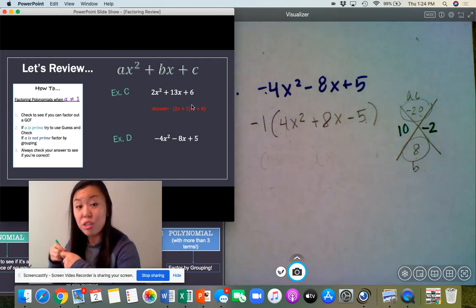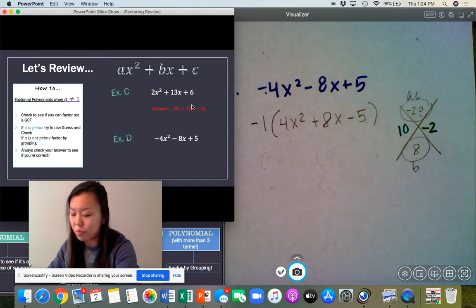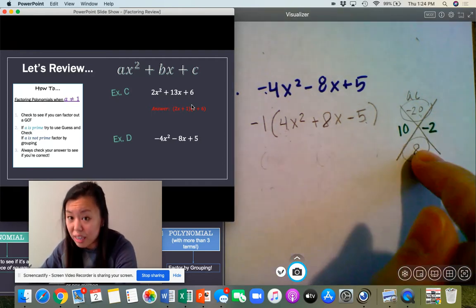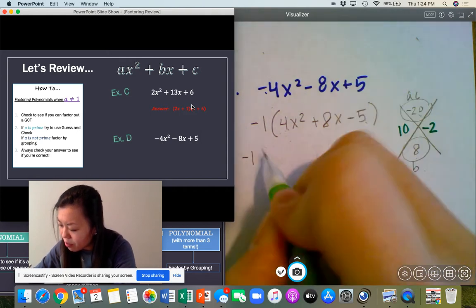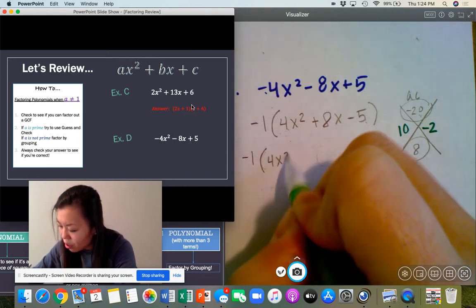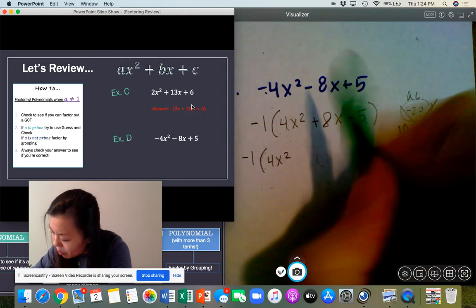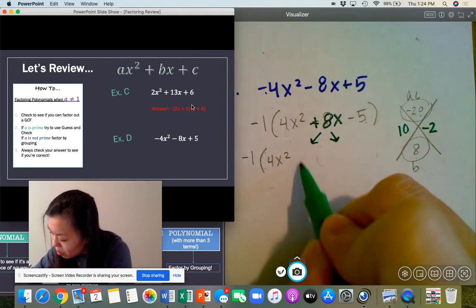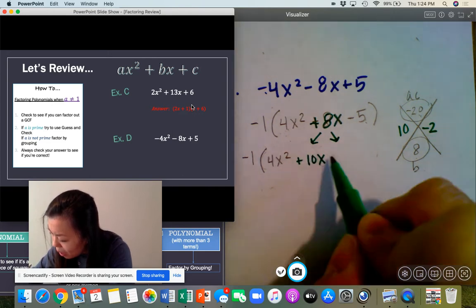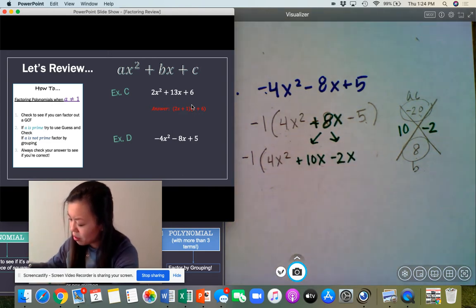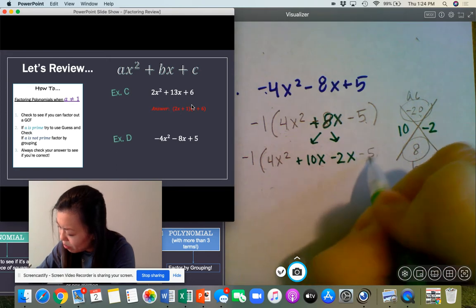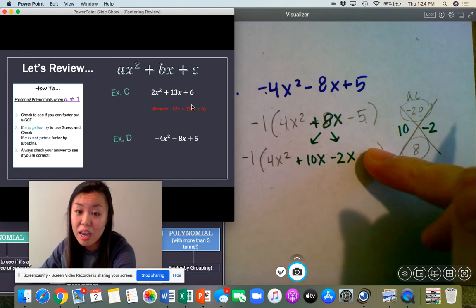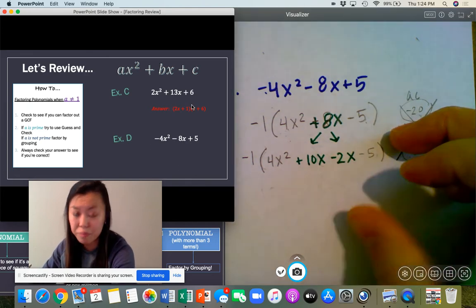All right, so follow with me now because now I want to look at how to factor by grouping. So my goal is to use these now. So I'm going to bring down my negative 1. I'm going to bring down my 4x squared. And what I'm going to do is take this positive 8x and break it down into plus 10x minus 2x. And then bring down my minus 5. You're going to see I have not changed my expression. These are still equivalent. I'm just kind of expanding it a little bit more.